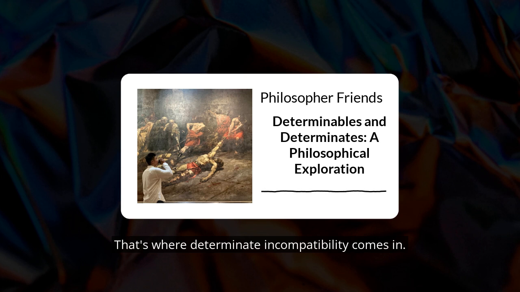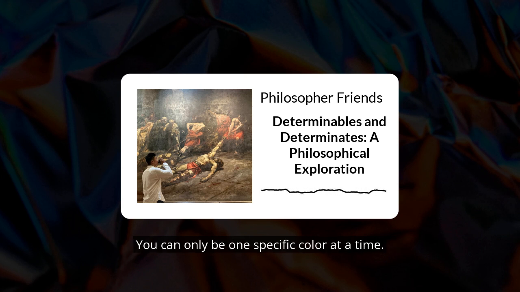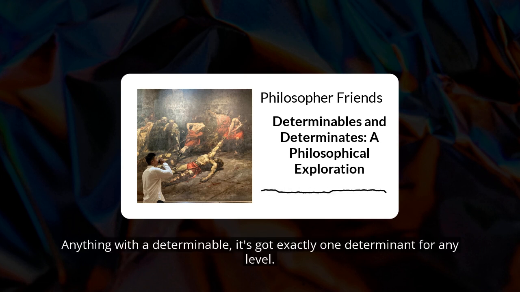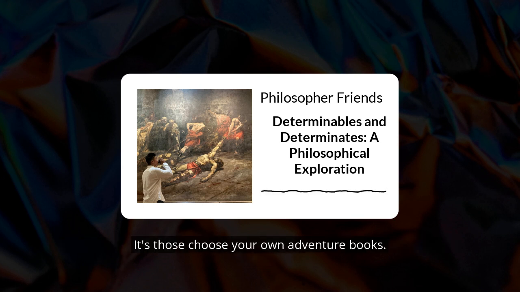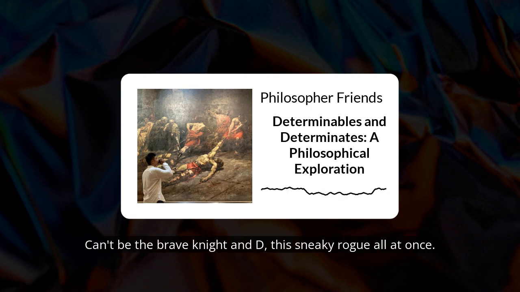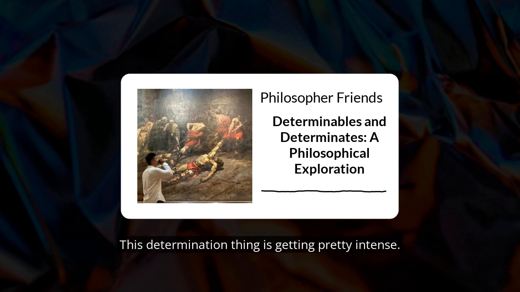That's where determinate incompatibility comes in. You can only be one specific color at a time. You can't be scarlet and indigo at the same time. You got to commit to one. And this leads to unique determination. Anything with a determinable has exactly one determinate for any level, no more, no less. It's like those choose-your-own-adventure books. You pick one path at a time, can't be the brave knight and the sneaky rogue all at once.